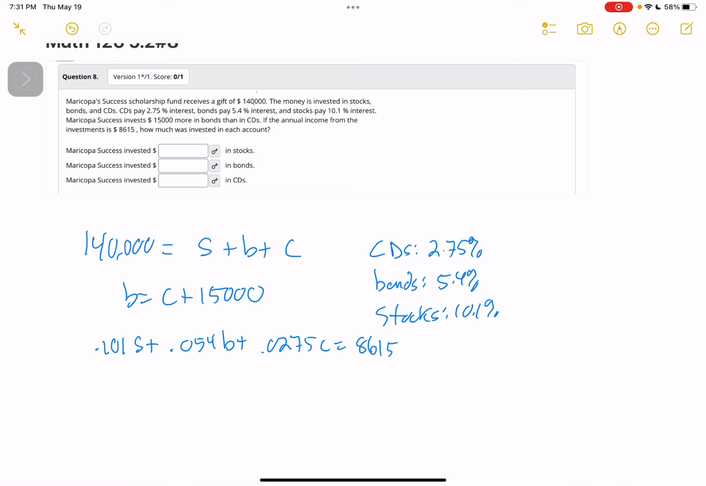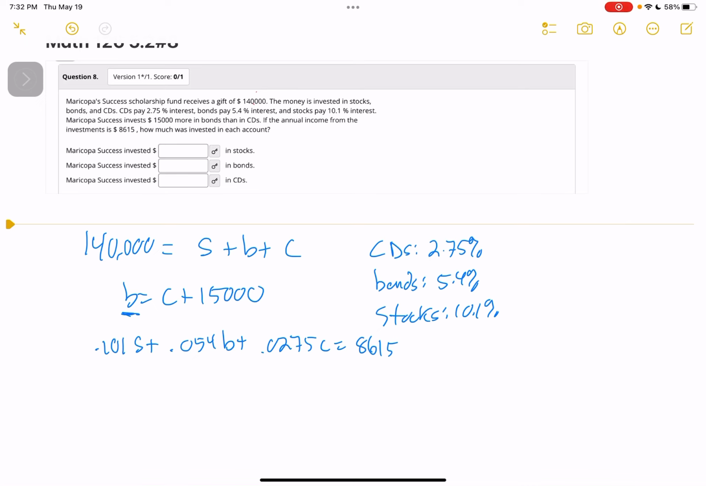Maricopa's Success invest $15,000 more in bonds and CDs. I put that here. Okay. If the annual income from investments is $8,615, how much was invested in each account?